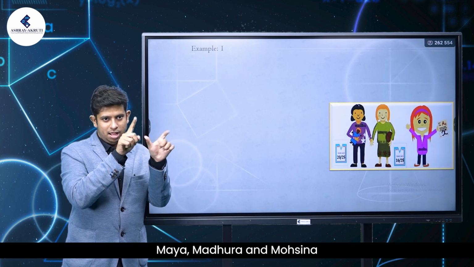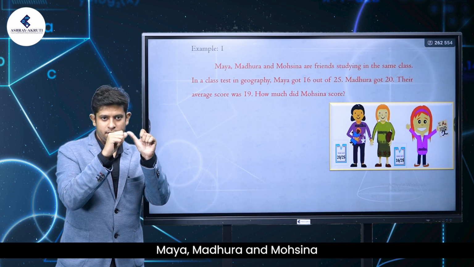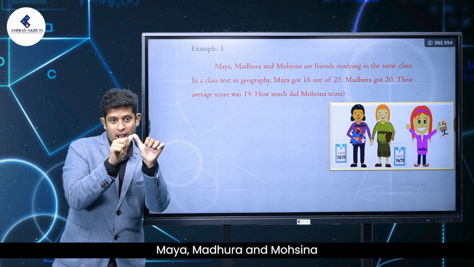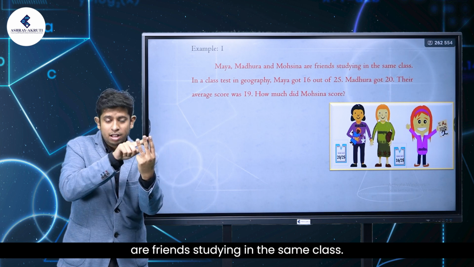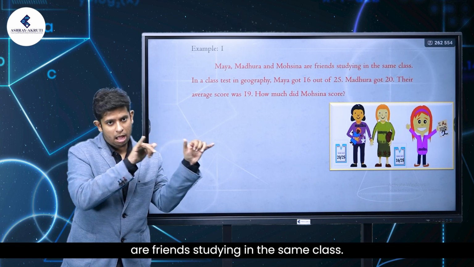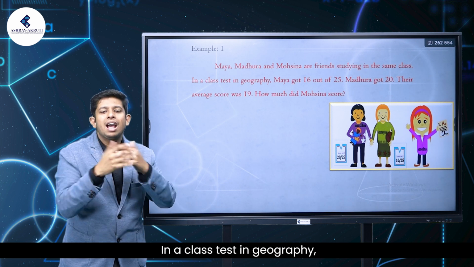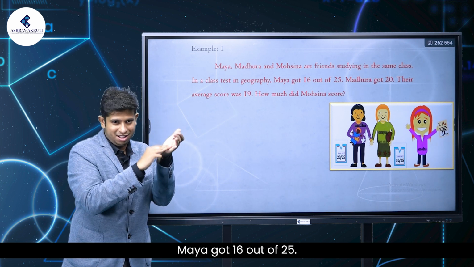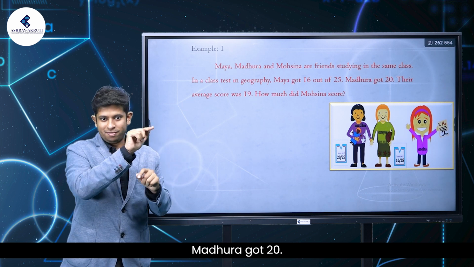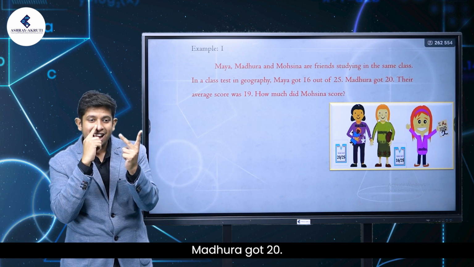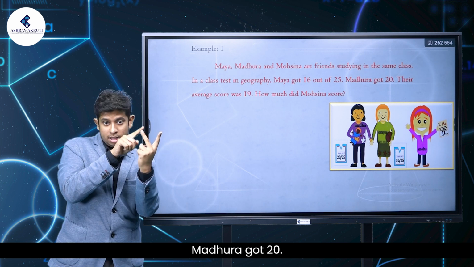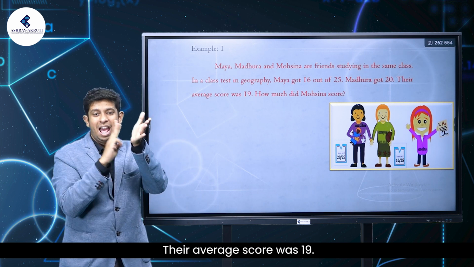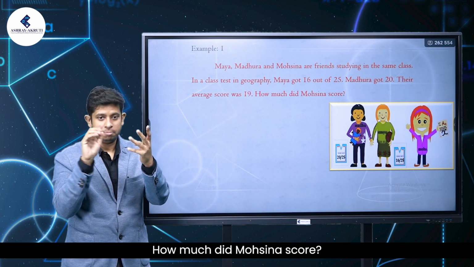Maya, Madhura and Mosina are friends studying in the same class. In a class test in geography, Maya got 16 out of 25. Madhura got 20. Their average score was 19. How much did Mosina score?